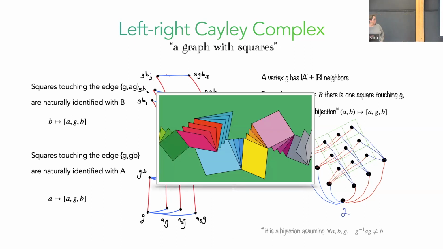So the squares of the complex, you can move from one square to another square along each one of the spines of the square, and you can move to many different locations.